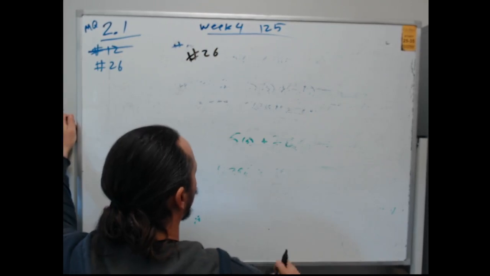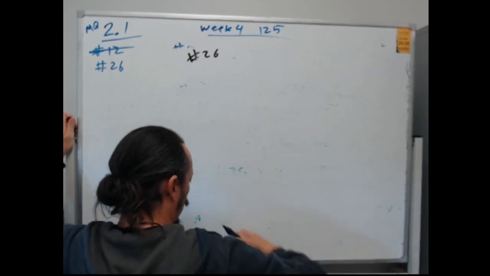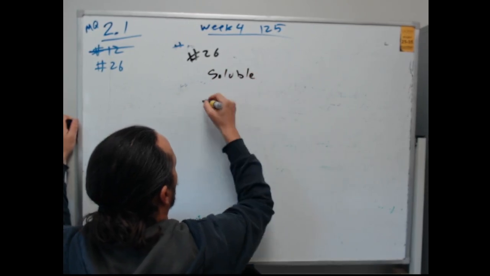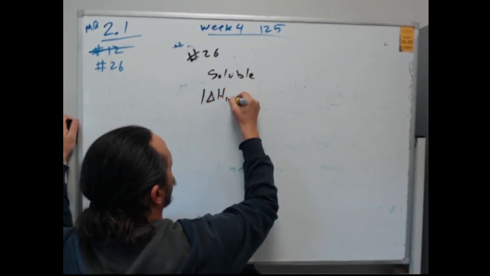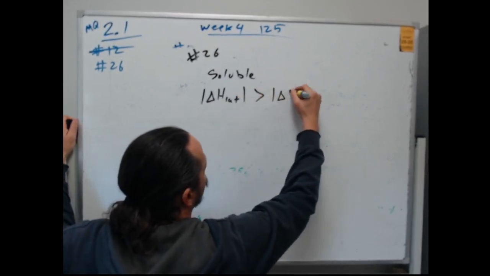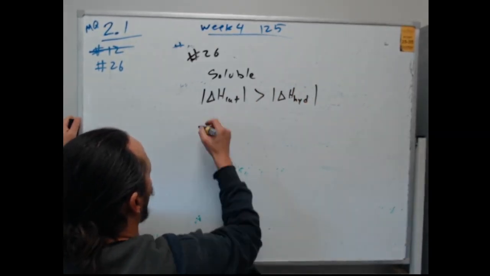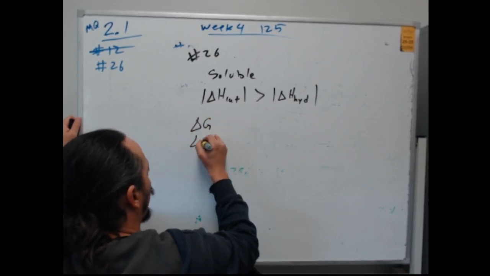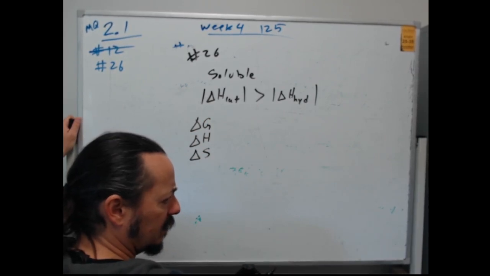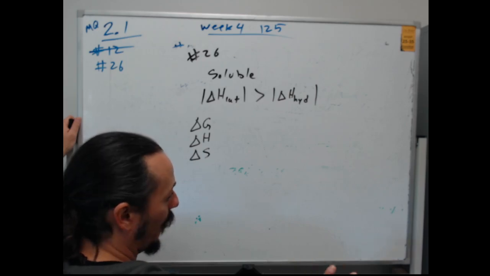Number 26. What does number 26 say? Consider a soluble salt in which the absolute value of lattice enthalpy is more than the absolute value of the heat of hydration. What are the signs of the standard Gibbs energy, enthalpy, and entropy of precipitation? No other detail? Yeah, that's about it. Just give positive, 0, unknown.